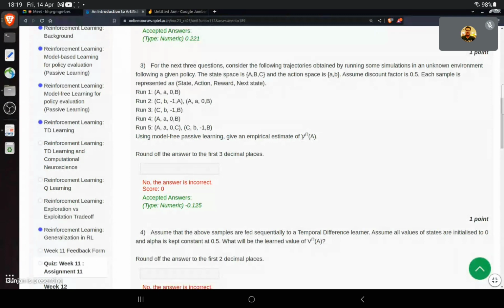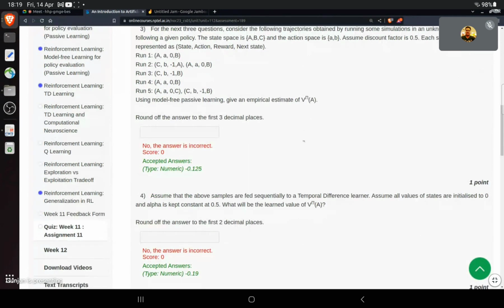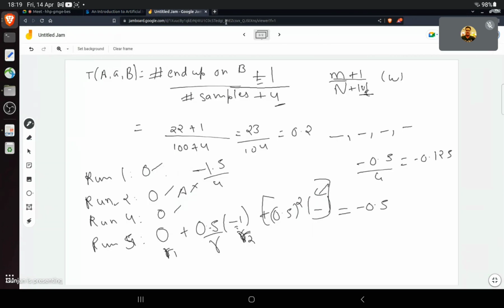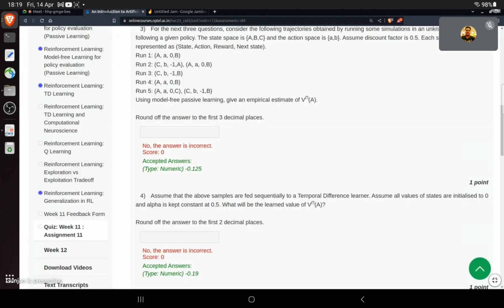Now assume that the above samples are fed sequentially to a temporal learner, and assume all values are initialized to 0 and alpha is kept constant at 0.5, and this discount factor assumption is still there, right? What will be the value learned for v pi of a? Okay, so let us solve that one. I'll just copy this.